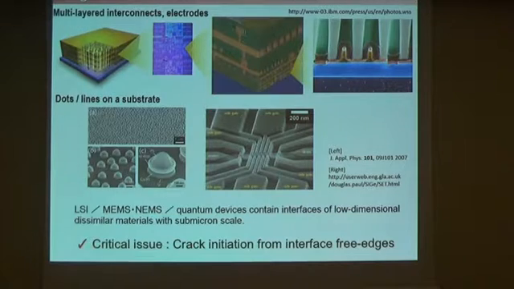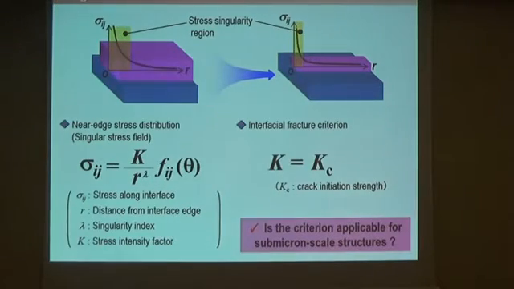So, this is the review of the conventional fracture mechanics. This is the formula showing this asymptotic near stress of dissimilar materials. Here, sigma is the stress along the interface, and r is the distance from the interface free edge, and k the stress intensity factor, and lambda the singularity index. So theoretically, the sigma diverges to infinity when r approaches 0, which is called stress singularity.